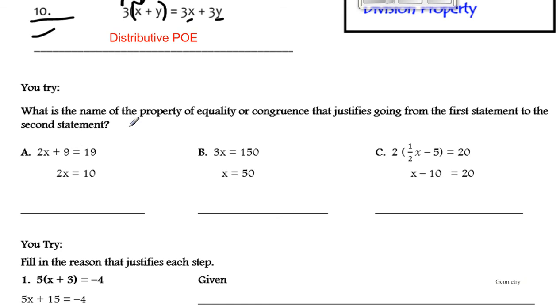Up here it says to name the property of equality or congruence. Congruence, we haven't really talked about that yet, but that is geometric terms for equality. But right now we're only focusing on algebraic equations, so we're talking about equality.